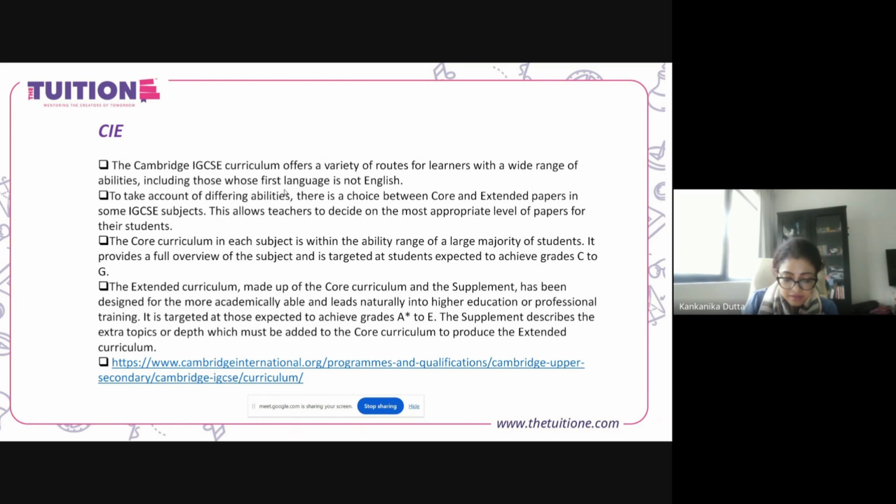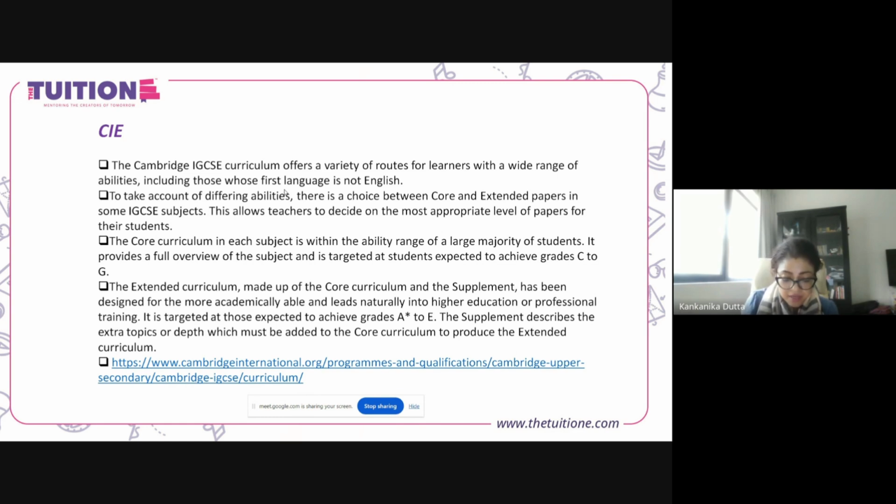Curriculum wise, the CIE and Edexcel differ slightly depending on the subject, but in general, CIE IGCSEs tend to have a more theoretical and knowledge-based approach, while Edexcel focuses on the practical approach. The assessment, not the GCSE, the CIE and the Edexcel IGCSE, they are a combination of coursework and exam, right? But CIE IGCSE has more coursework and project-based work than the Edexcel IGCSEs.